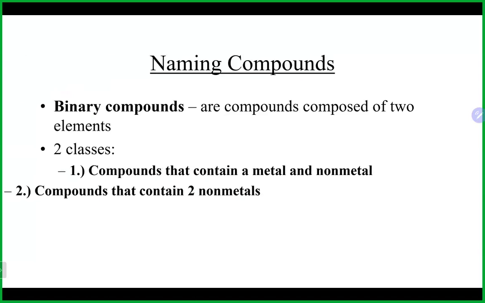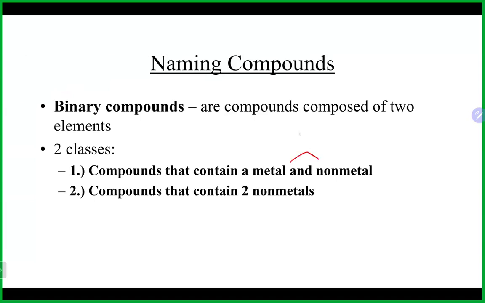So let's talk a little about naming these things. There are really two classes of compounds, as we just talked about. We have our metal and nonmetal, which is going to be ionic, and there are certain rules for naming ionic compounds. And our two nonmetals sharing electrons are covalent, and again there is a certain set of rules for how we go about naming these.